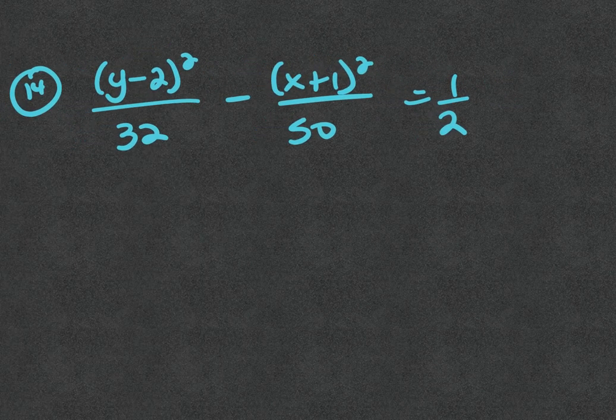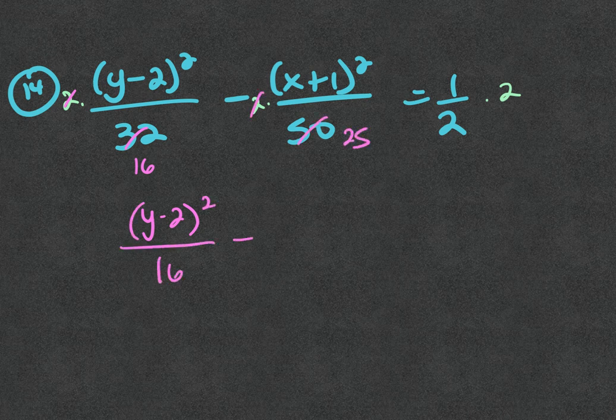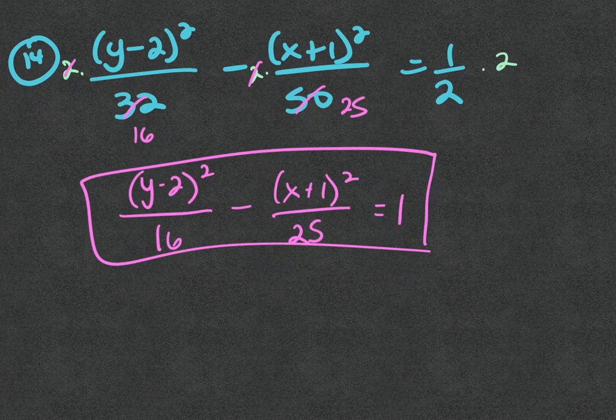Okay, so I know it's a hyperbola because of the minus in between, which means it has to equal 1, which means I have to get rid of the 2 in the denominator over here. So I'm going to multiply each of these by 2. 2 goes into 32 16 times, so I get y minus 2 squared over 16. Minus 2 goes into 50 25 times, x plus 1 squared over 25 would equal 1. Now it's in standard form.